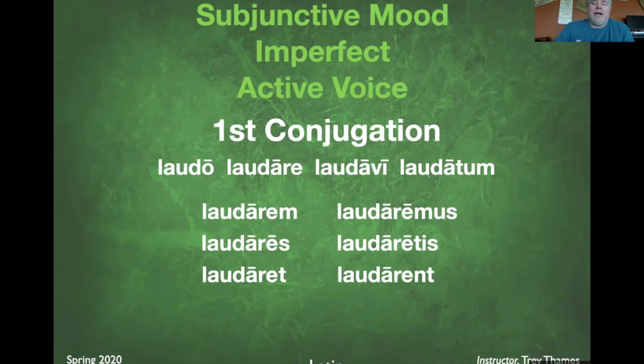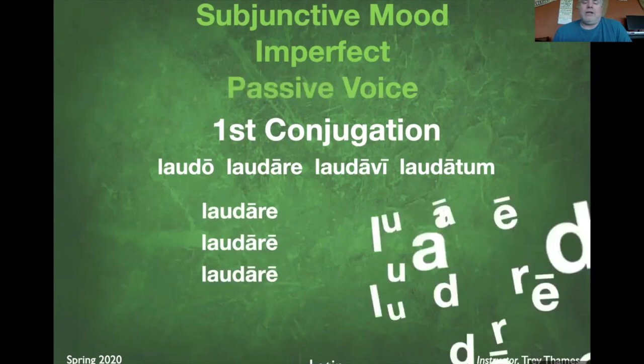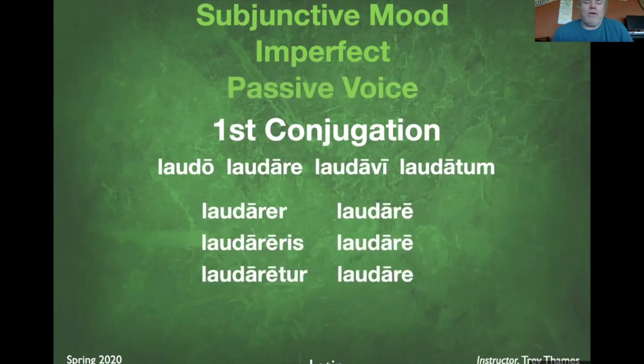It's pretty easy. And then in the passive voice, you simply add your r, ris, tur, mur, mini, ntur. And so you come away with laudarer, laudareris, it's hard to say, laudaretur, laudaremur, laudaremini, laudarentur. There you go. It's almost hard to say. But that's how you form the passive. It's just the infinitive plus the passive endings.